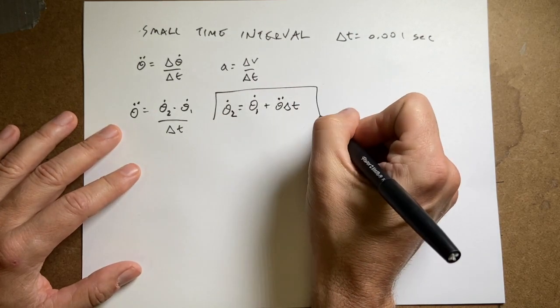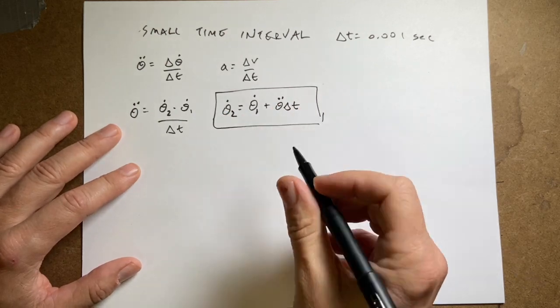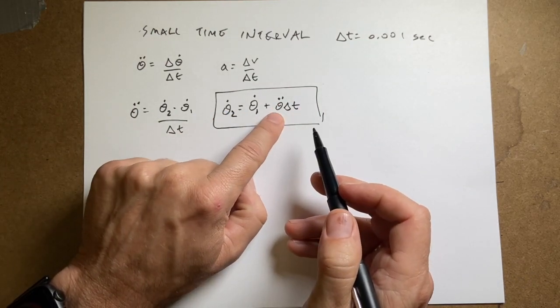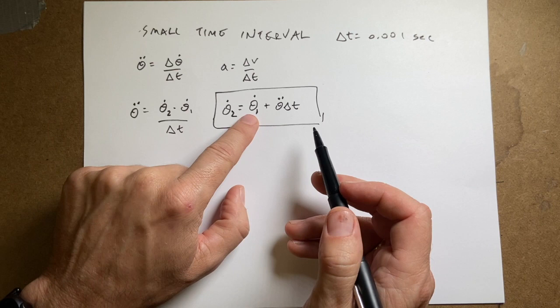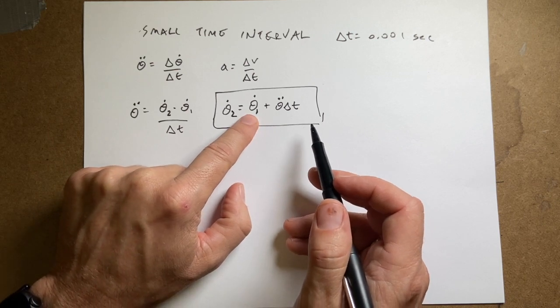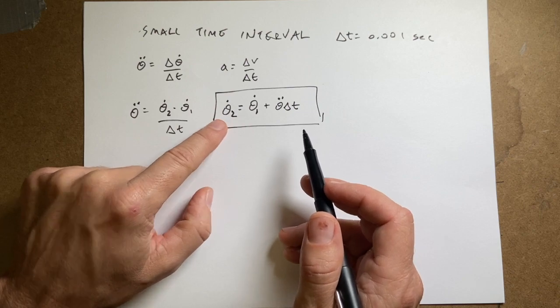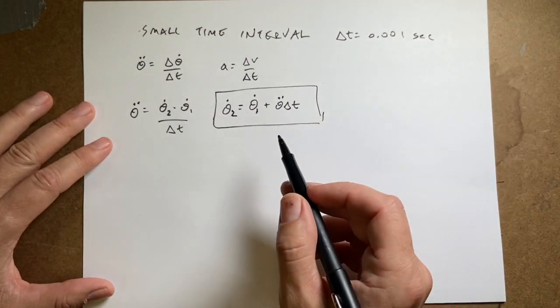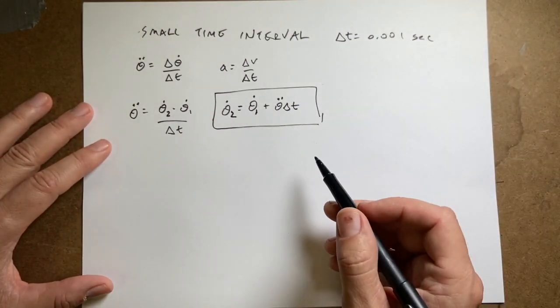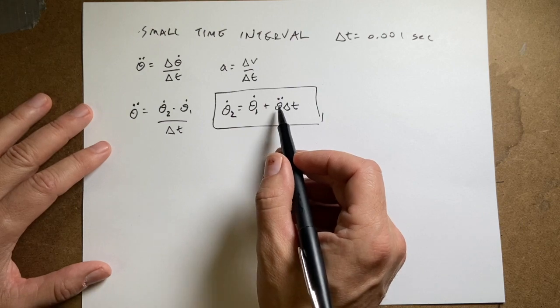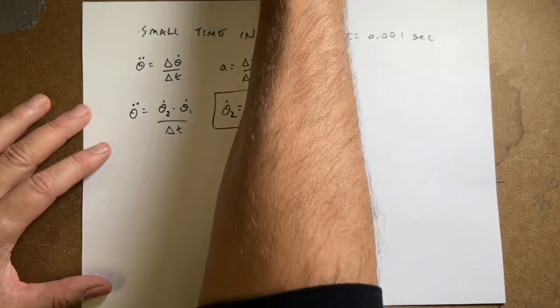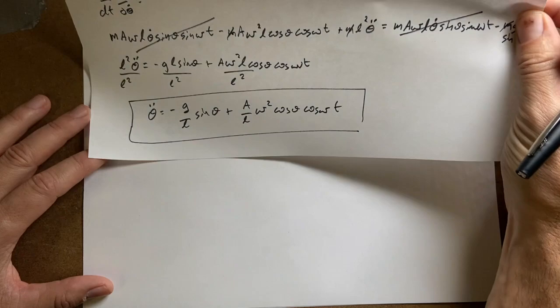So this says that if I know theta double dot, I can go over here, and I know the initial angular velocity. I can find the angular velocity at the end of that time interval. Okay. And then I could do it for the next time interval, and so forth. But the theta double dot also depends on theta, right? There's a theta in that term. So I need to find theta also.